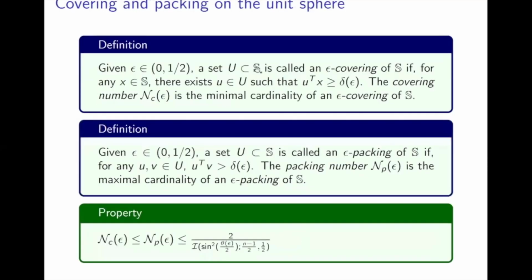Then we also need the concept of covering and packing number. Again, the definition is standard. We only adapt the definition to the unit sphere, and we call N_C the minimum cardinality of an epsilon covering, and N_P the maximum cardinality of an epsilon packing. Then here we can get an inequality. This complicated term arises from the relation between the angle and the measure of the spherical cap. The details are given here.